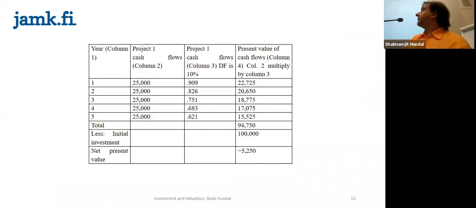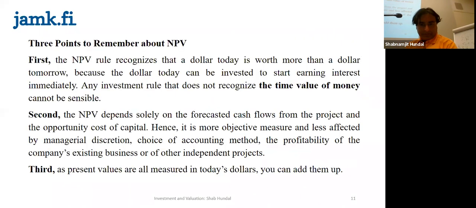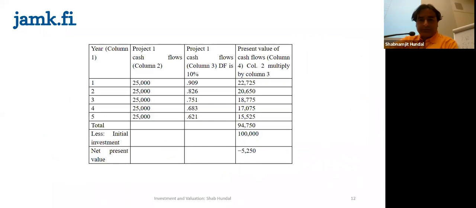But very quickly, I want to go to this slide. Here, let's assume that a project is costing you $100,000. The project life is 5 years. The cash inflows, which come at the end of each year, are 25,000.